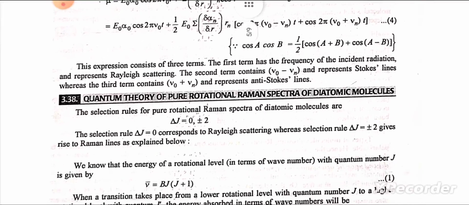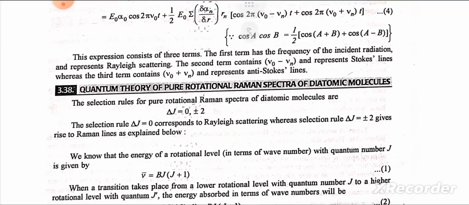This expression consists of three terms. The first term has the frequency of the incident radiation and represents Rayleigh scattering. The second term contains mu naught minus mu n and represents Stokes lines, whereas the third term contains mu naught plus mu n and represents anti-Stokes lines.